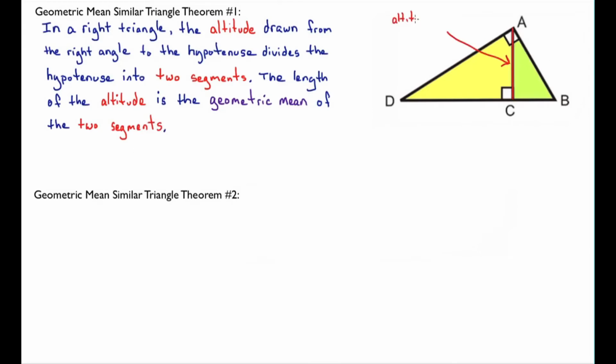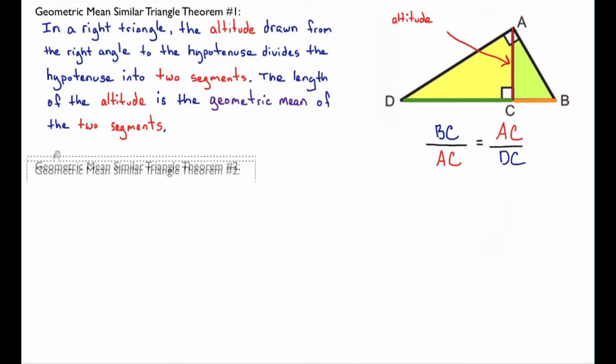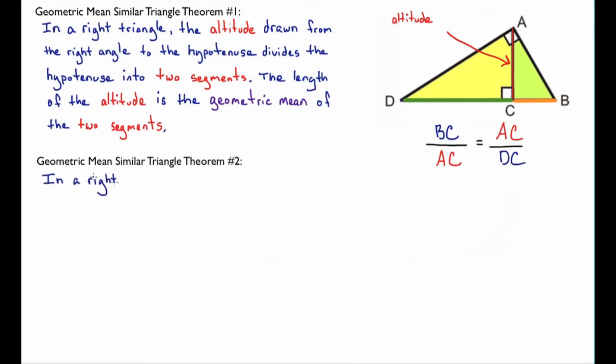Okay, so AC in this drawing would be the altitude, and BC and DC are the two segments that we're referring to. So I can say that BC to AC equals AC to DC. Now AC in this case is the geometric mean, and BC and DC would be A and B from the equation.